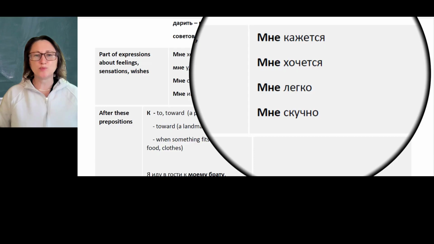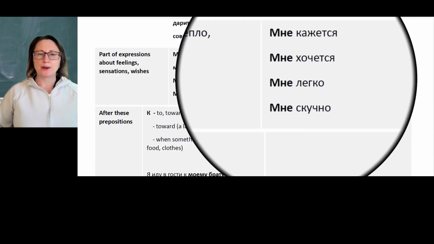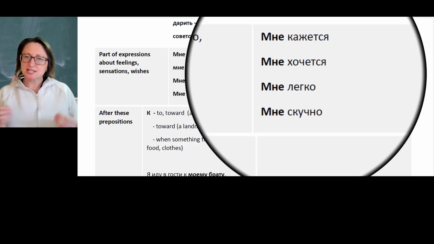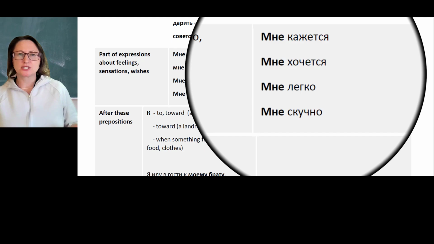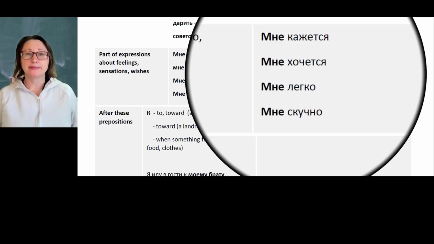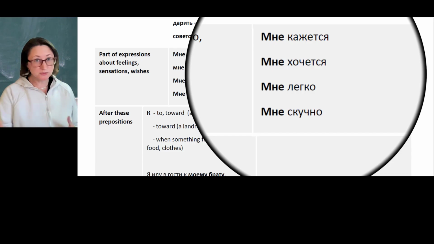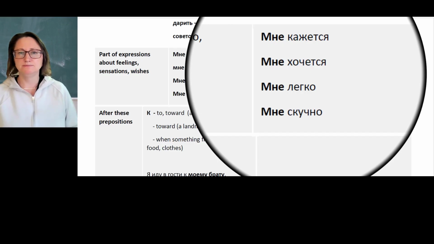Okay, and here are some more expressions. Мне кажется literally means it seems to me. But we really use it as a synonym to я думаю, like I think. Мне кажется, это хорошая юбка. I think it's a nice skirt. It's not like it seems to me it's a nice skirt. It's just like, yeah, I think it's good.